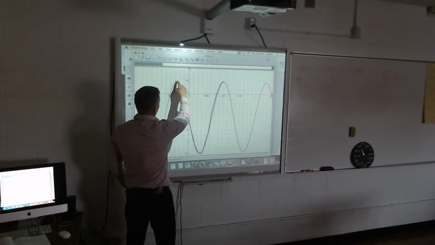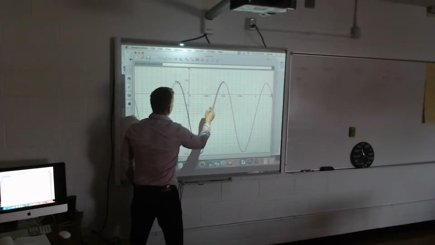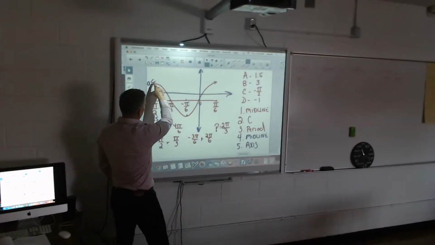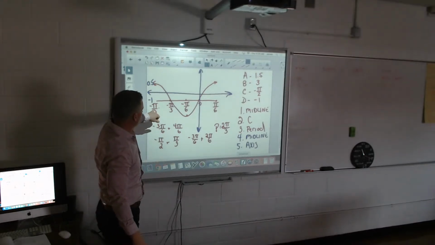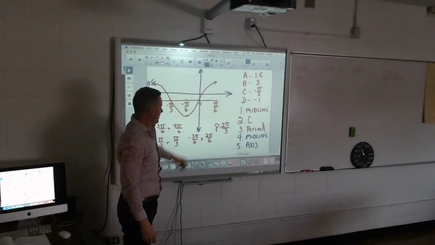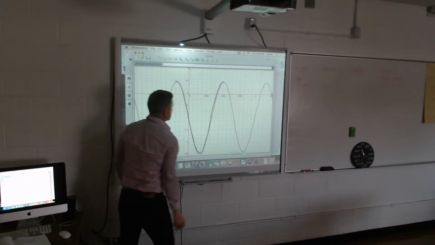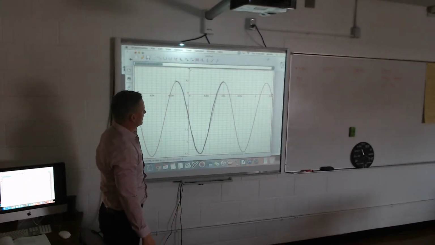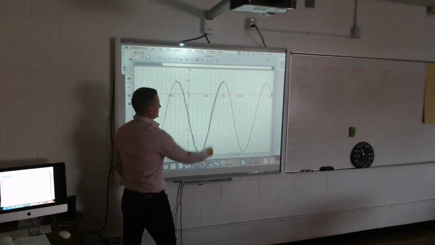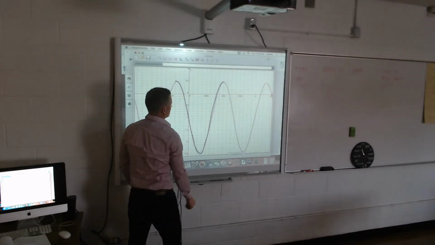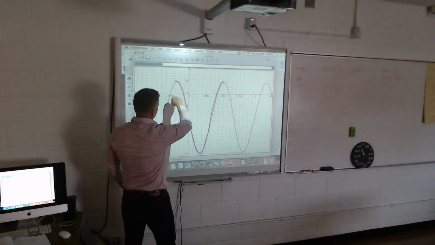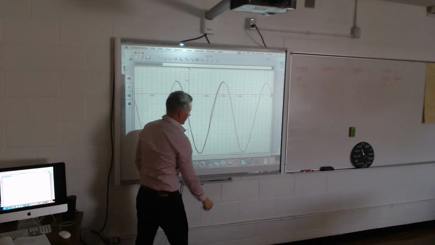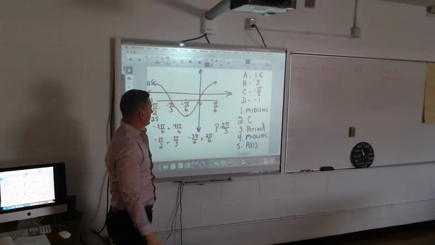So from here to here is starting at negative pi over 2, and that takes us all the way over to pi over 6. So that's kind of what my graph looks like right there. All right, so this is actually pi over 2 right here. Okay, this is negative pi over 4, so that would be in there. Okay, so that's how I do it.